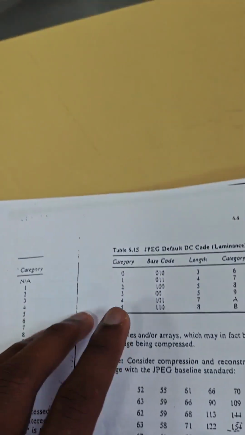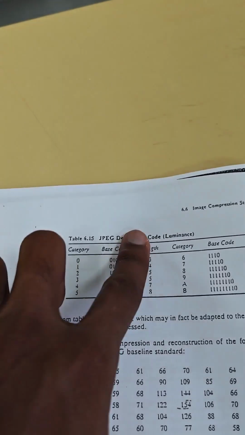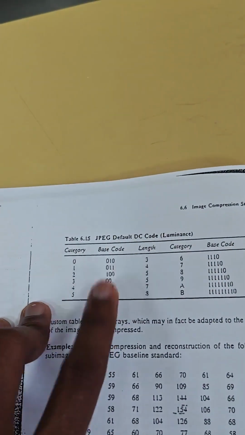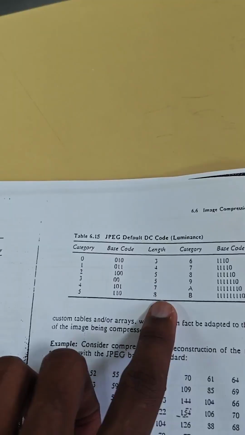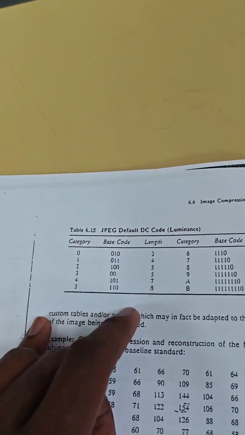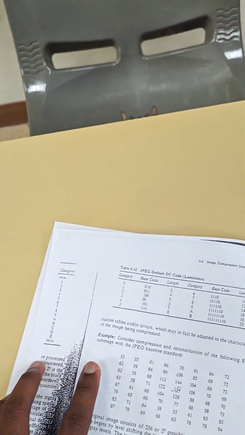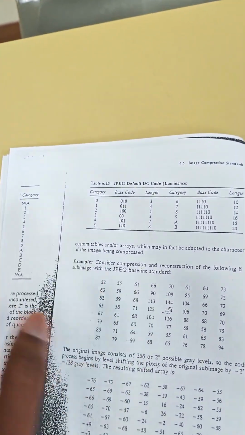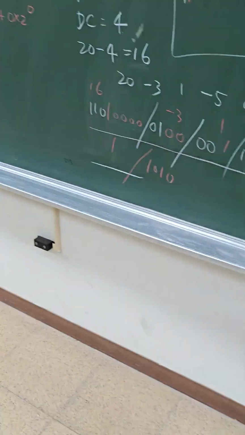Then we go to the next table here, and category 5 corresponds with base code 110. This is for DC, which is the first element of the list. Length is 8, so we already know we have to have 110 in there. Our total length is 8, which means we have 5 more spaces apart from 110 to represent 16. For the remaining bits, you just write it in BCD, which is binary.